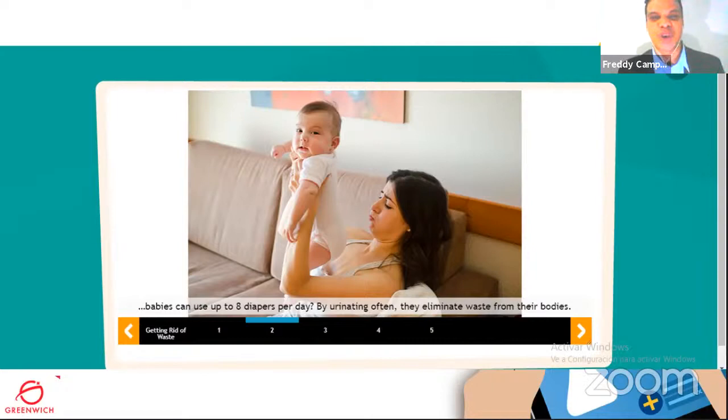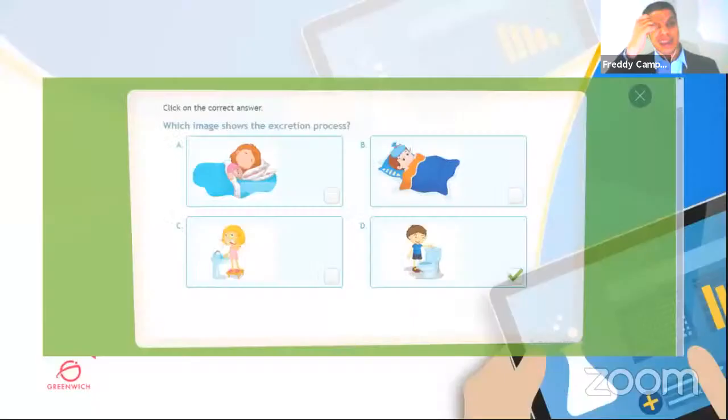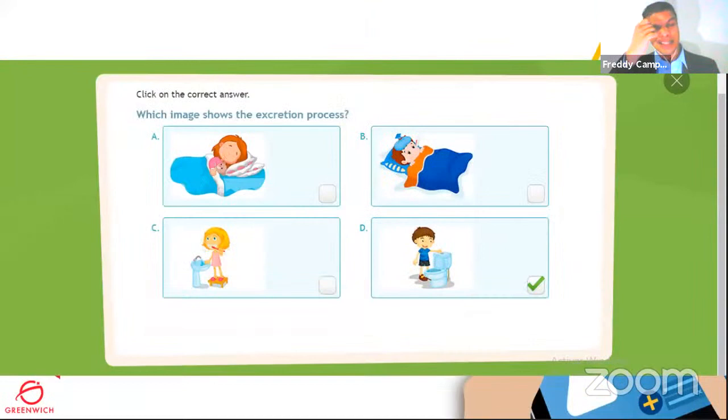Then we have the activity. All right, then we have the simple activity. And notice in this part it says, which image shows the excretion process? All right, remember, my dear teachers, we're teaching science, okay? Be careful with this part. We are teaching only science. And in here, the student has the opportunity to select what this process is, okay?